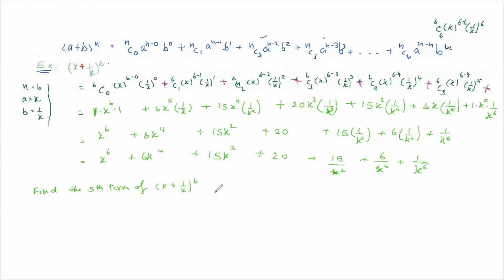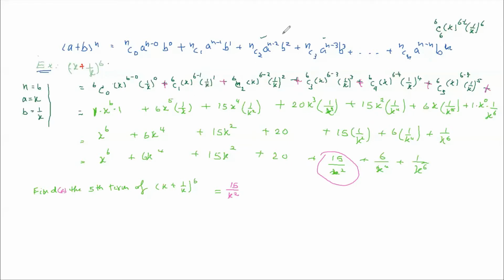So the answer of this one is going to be equal to what? You count from the first term, you count this one as the first term. So 1, 2, 3, 4, 5. So the answer is going to be this one, right? So your answer is equal to 15 over x squared. That's the fifth term. But that's question A, for example.